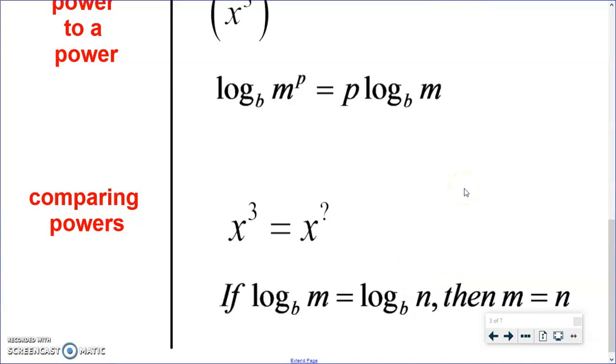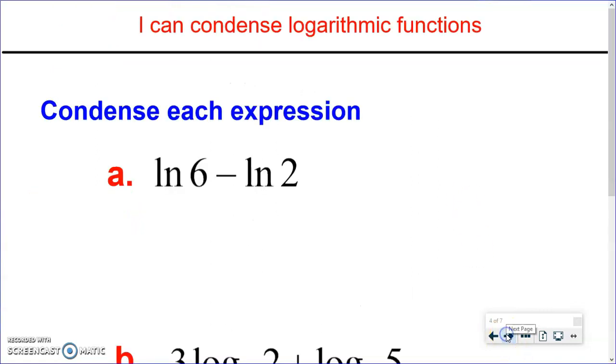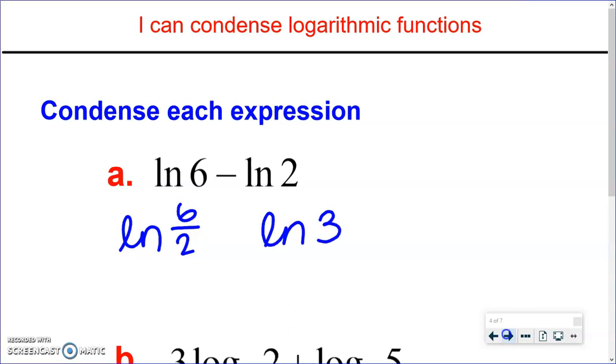All right, now that we've completed our review, again, these are all things we talked about yesterday. We're just going to go backwards into properties. Yesterday we expanded, today we condensed. So condense each expression. We're going to make everything a little bit smaller, a little bit more put together. This can be rewritten as the natural log of 6 over 2, and we know we can simplify that to be the natural log of 3.